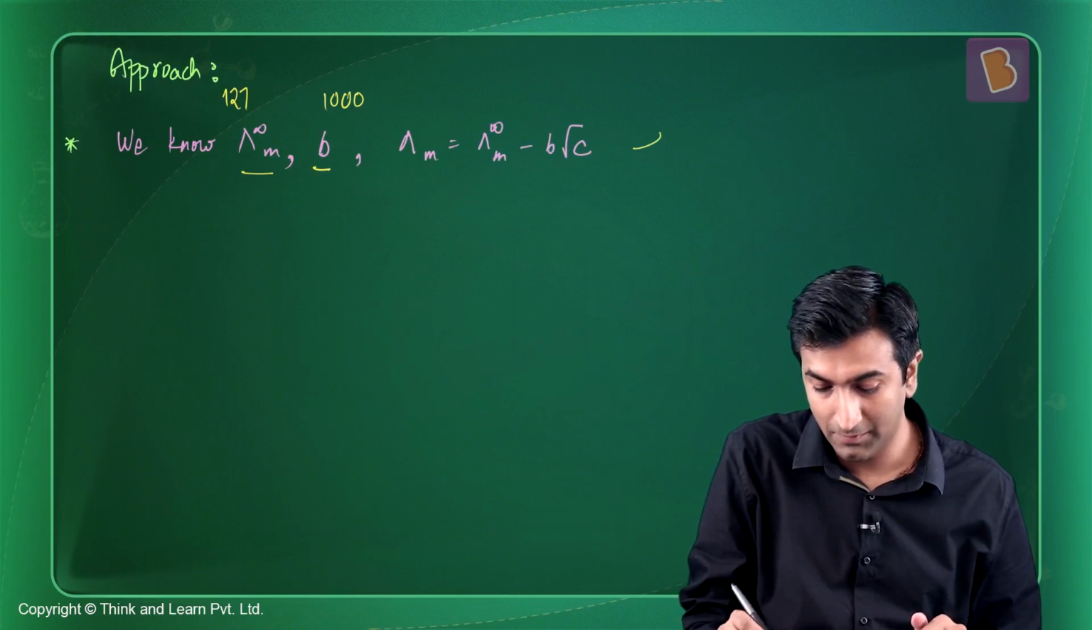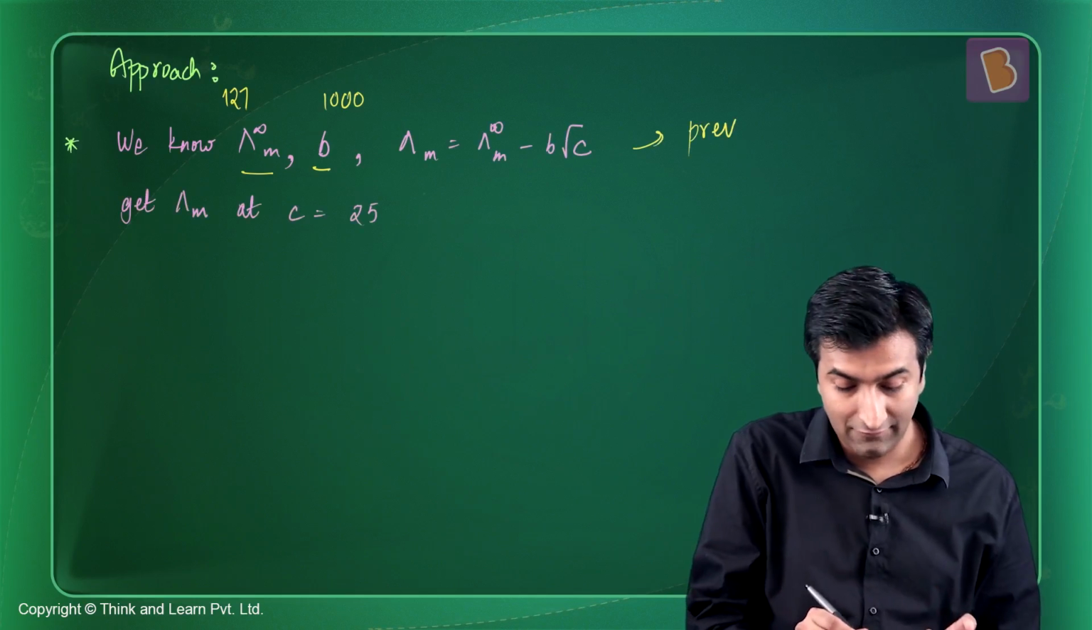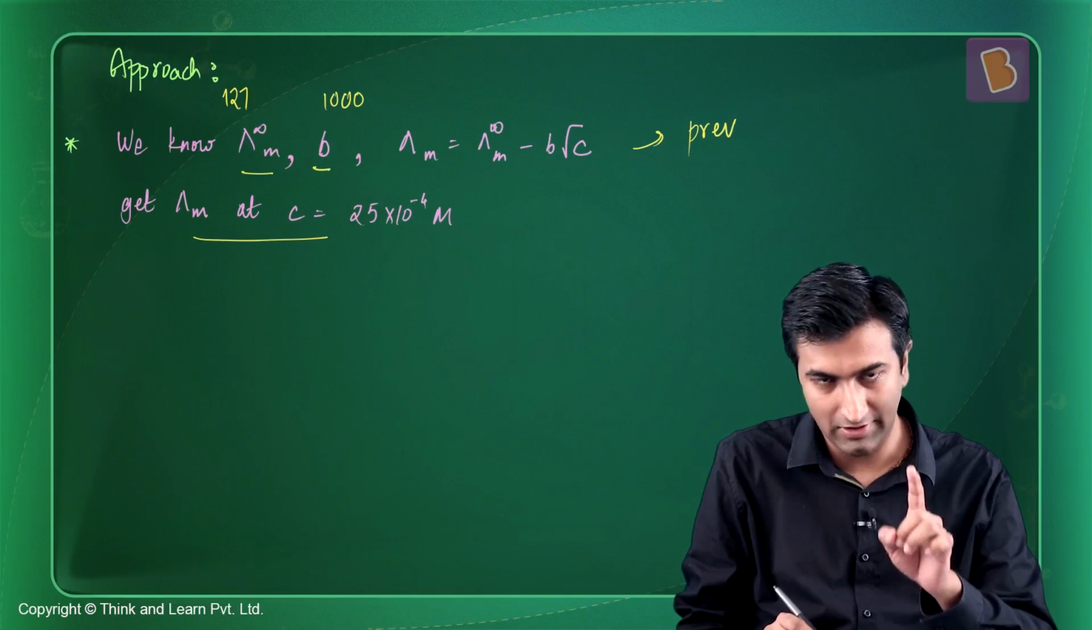And from this expression, this is from the previous question. We know these values, so we can find out the lambda m at this concentration. Hold on to that thought.